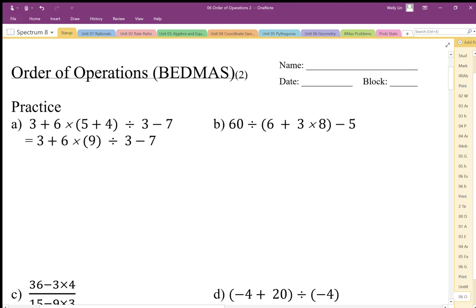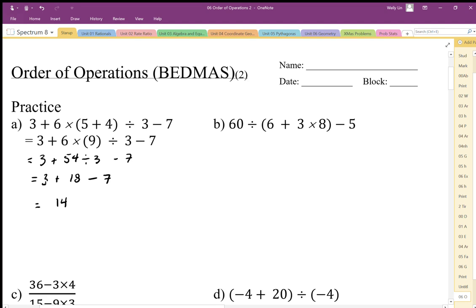So this is going to be equal to, I'm going to change colors here. So this will be equal to 3 plus 54 divided by 3 minus 7. So I'll do the divide next. Minus 7. Again, make sure you're keeping track of all the parts that you're not doing. And so add and subtract are done, it doesn't matter the order, so we're going to end up with 21 minus 7, so we end up with 14.